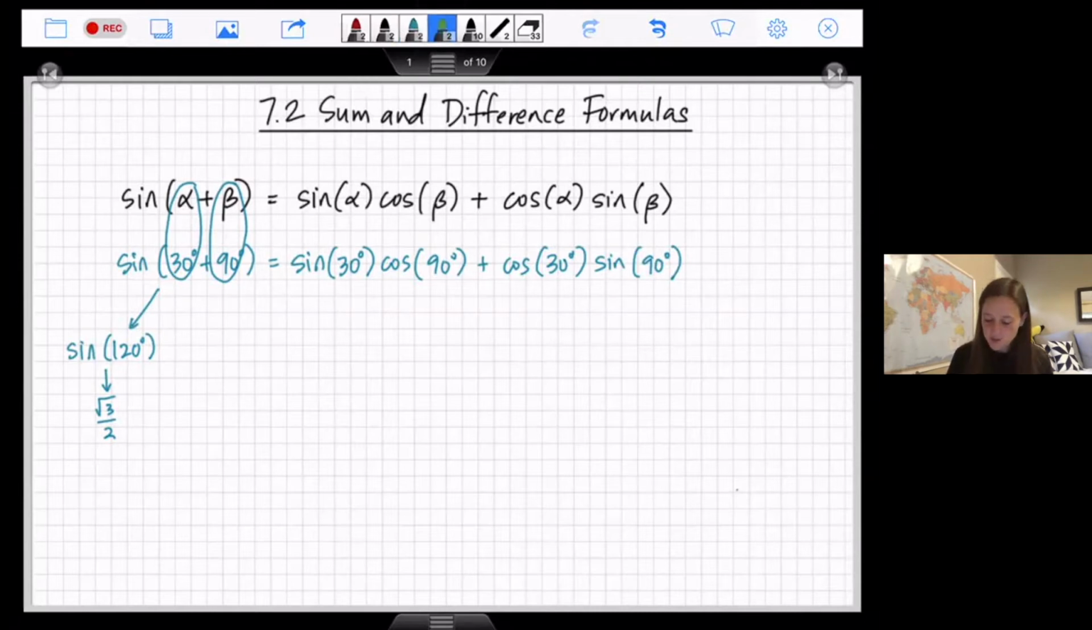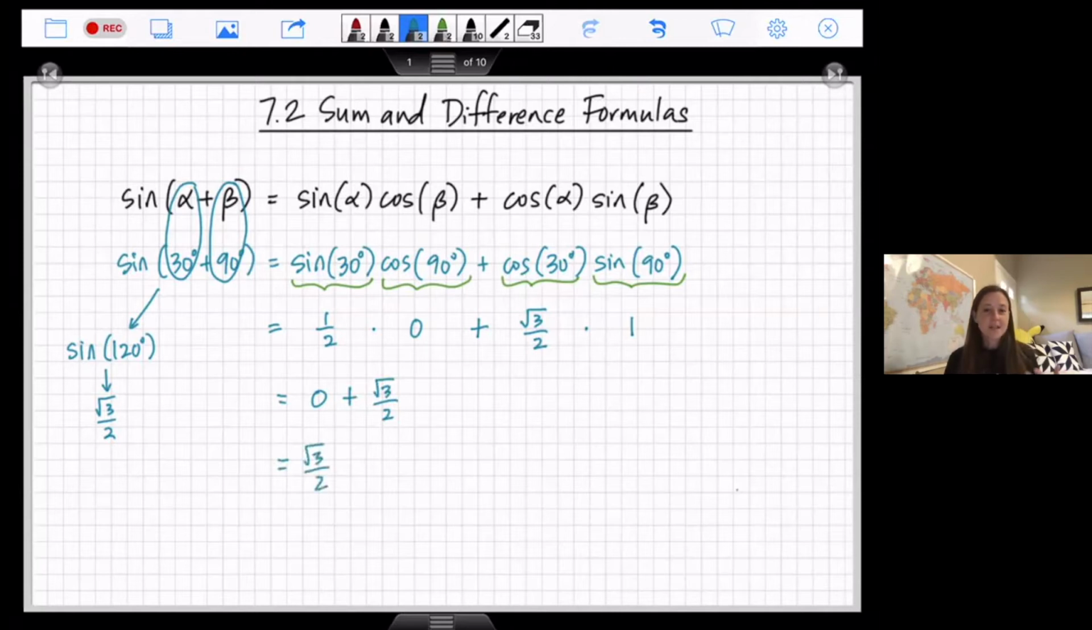So I'm going to go to my unit circle and say sine of 30 degrees is equal to 1/2. Cosine of 90 degrees is equal to 0, up at the top of my unit circle. Cosine of 30 degrees in the first quadrant is square root of 3 over 2. And sine of 90 degrees, again up at the top of my unit circle, is equal to 1. The formula says that I should multiply the first 2 and multiply the last 2 and then add in the middle. So I get 1/2 times 0, which is 0, and root 3 over 2 times 1 added together, and I do get root 3 over 2.